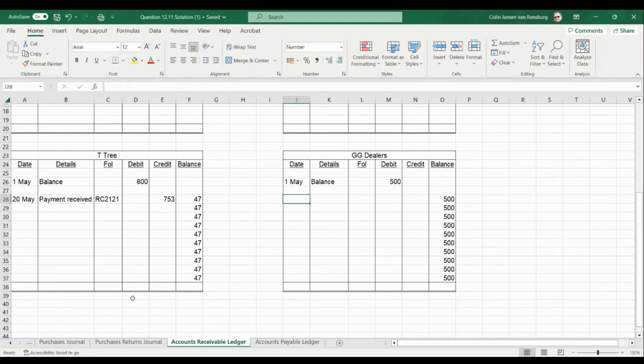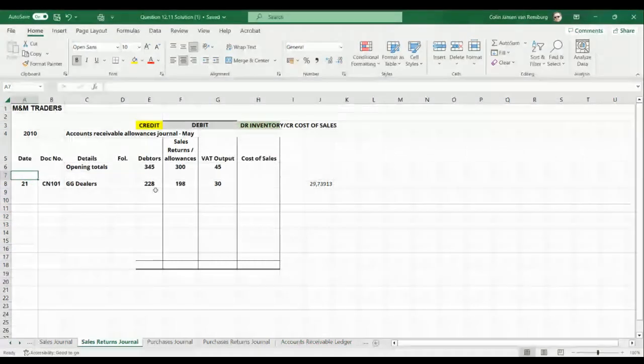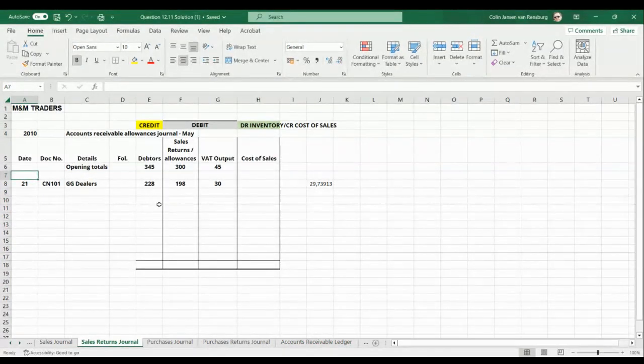Dealers, and then we overcharged them. Let us just go back. We overcharged them by 228 rands. Now, once again, ladies and gentlemen, what we need to remember here is that our sales returns will be debited with 198. Our VAT output will be debited with 30 rands, but the debtors control account will be credited with 228 rands. Therefore, the individual debtors account must also be credited with 228 rands.